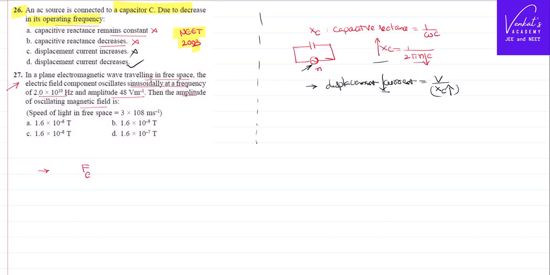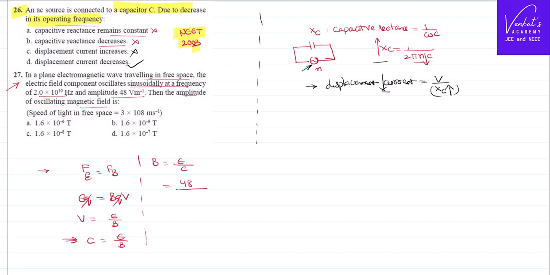Force due to the electric field equals force due to the magnetic field. Electric force is EQ. Force due to the magnetic field is BQV. So the velocity that it acquires equals electric field by magnetic field. Here, of course, being an electromagnetic wave, the velocity is the velocity of light, that is c. Now you need to calculate B, which can be written as E by c.